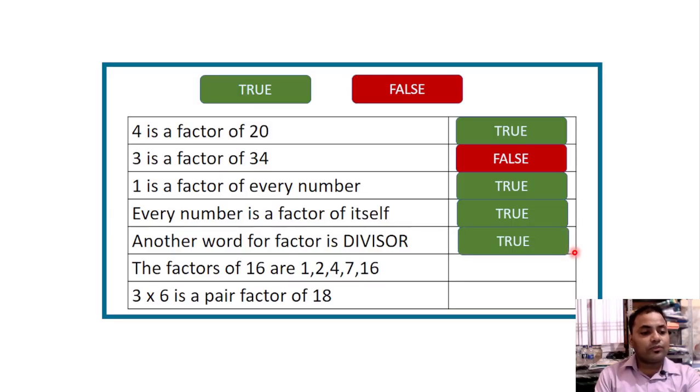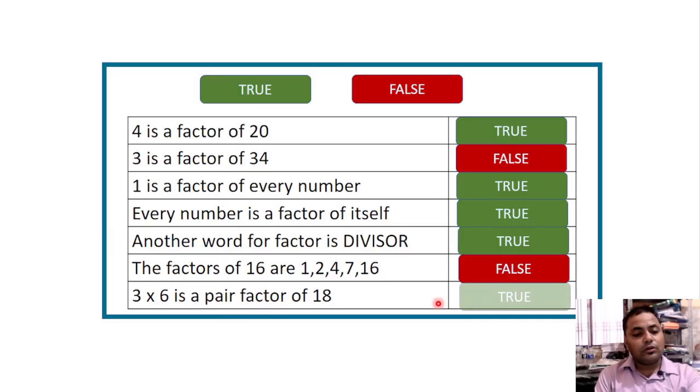The factors of 16 are 1, 2, 4, 7, 16. The factors of 16 are 4, 2, 16 and 1. So this is a false statement because 7 is not a factor of 16. 3 and 6 is a pair of factors of 18. This is a true statement. So we can see the simple examples.